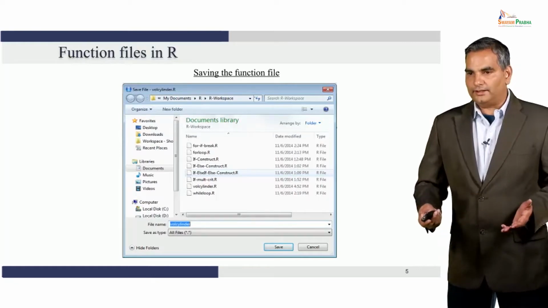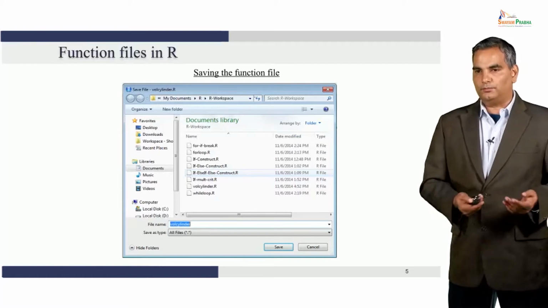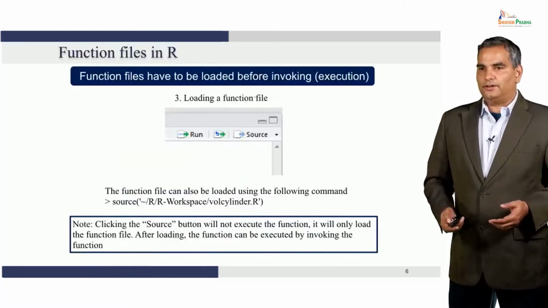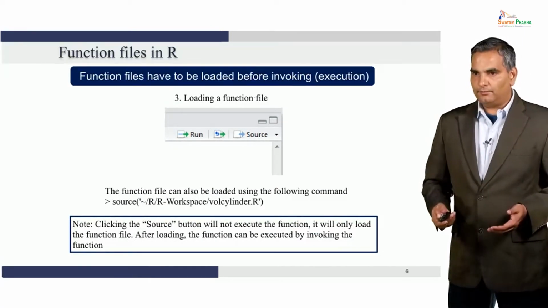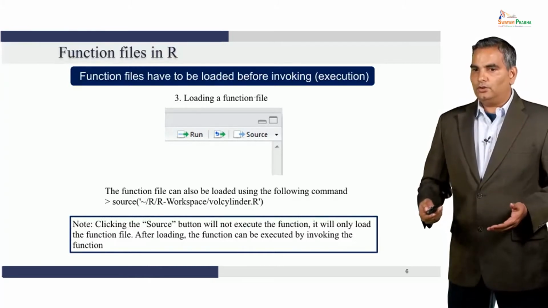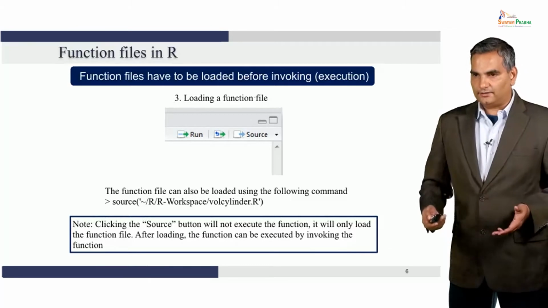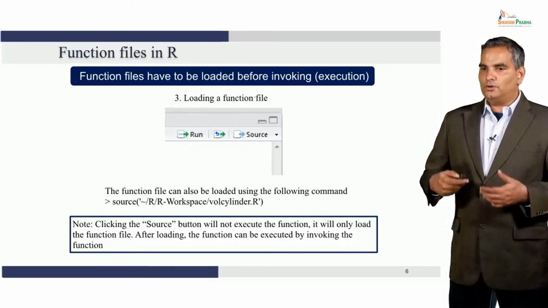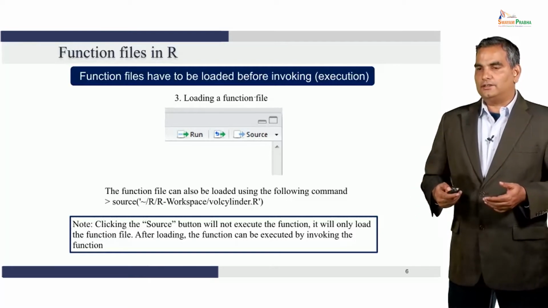Once you write that, you basically save it. We have seen this before. The browser will show up, you save or save as, and then you're going to save this as volumecylinder.r. Once you save, before executing this, you have to load the function. So keep in mind that whenever you want to run a function, you have to load it, and only then can you run the function. Once you load the function using the command that's shown there, we had already seen this before.